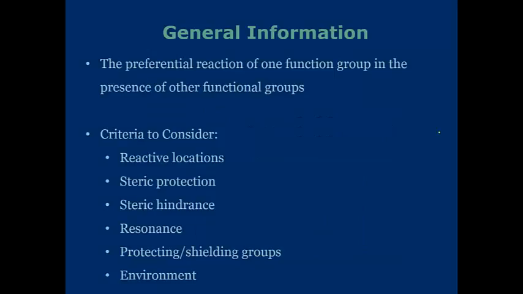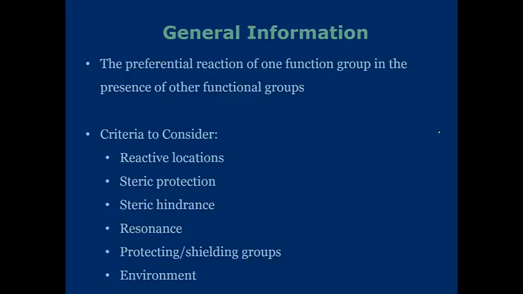Chemoselectivity is quite simply the preferential reaction of one functional group in the presence of other functional groups. So, selective, selectivity, chemoselectivity. Here are some criteria to consider when you're looking at chemoselectivity. Reactive locations, where the reaction is occurring. Steric protection, how bulky the molecule is and what those groups are doing. Steric hindrance, also a measure of how bulky it is. And resonance, resonance being the passing of electrons and overall stabilization of the structure.